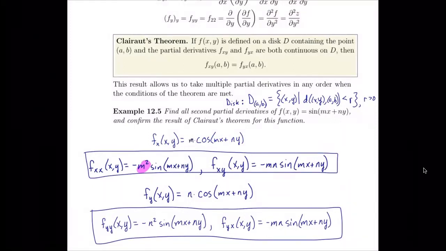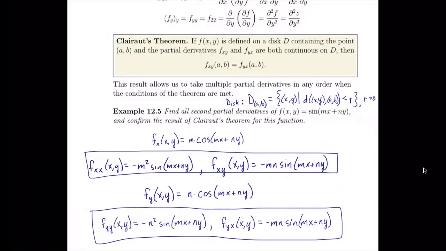And we see that f_xy, similarly done, we get a factor of n instead of m. It's negative because cosine differentiates to negative sine, and that n came out because the partial with respect to y now is n, this constant right here. So that's f_xy, or the partial of f with respect to x and then y.